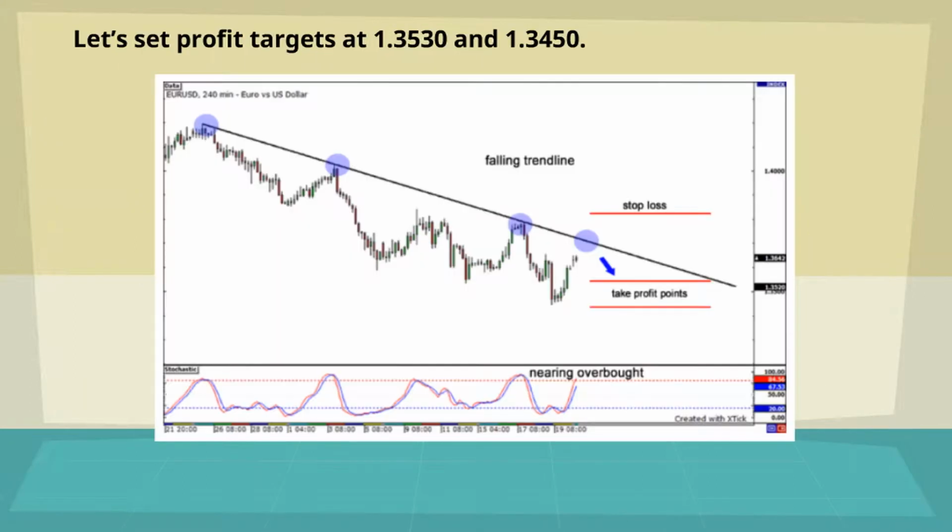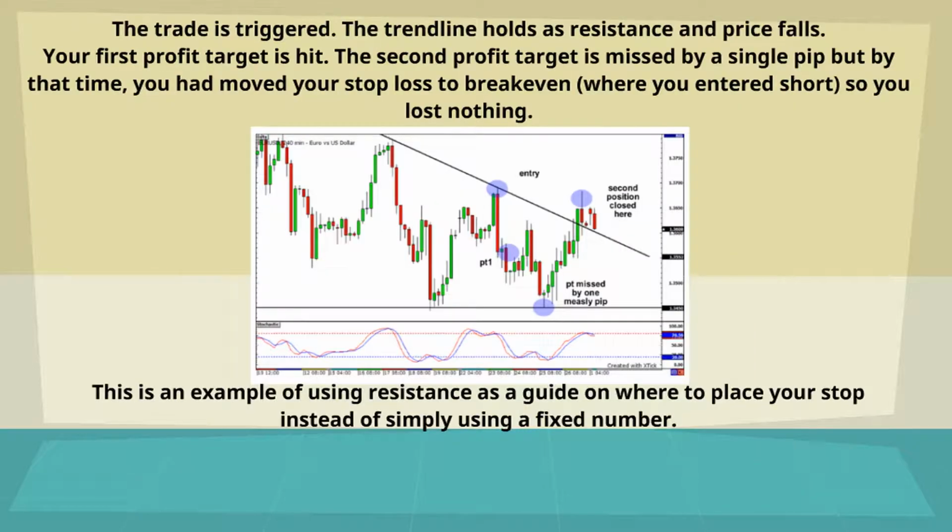Let's set profit targets at 1.3530 and 1.3450. The trade is triggered. The trend line holds as resistance and price falls. Your first profit target is hit. The second profit target is missed by a single pip, but by that time, you had moved your stop loss to break even, where you entered short, so you lost nothing.